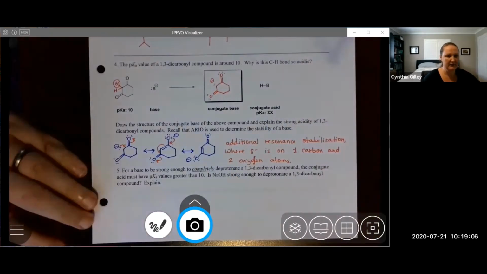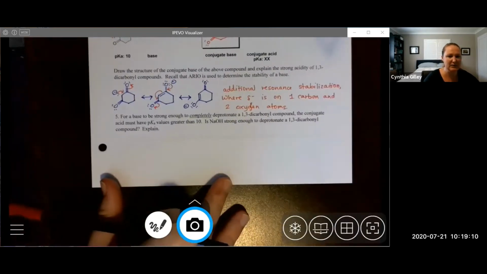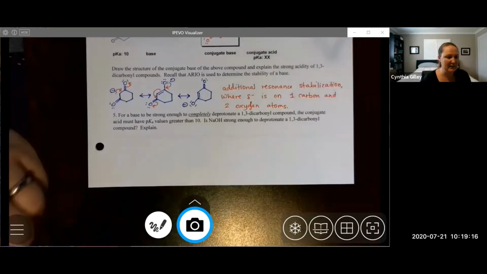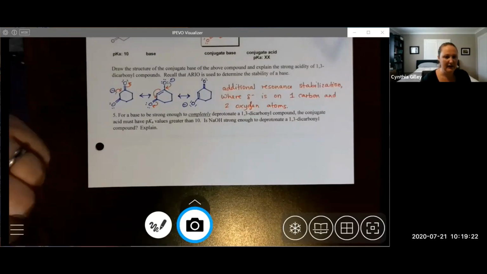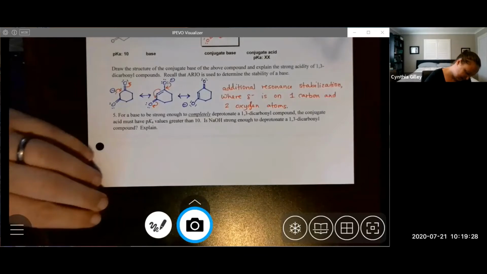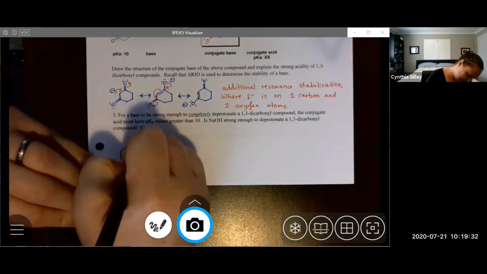Okay, so what base would be strong enough to completely deprotonate that 1,3-dicarbonyl compound? You would need a base that has a conjugate acid whose pKa value is greater than 10. And then, is sodium hydroxide strong enough to do that?